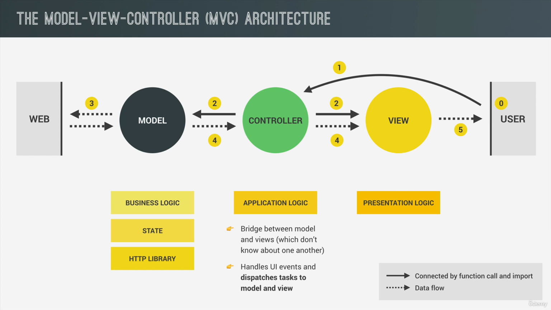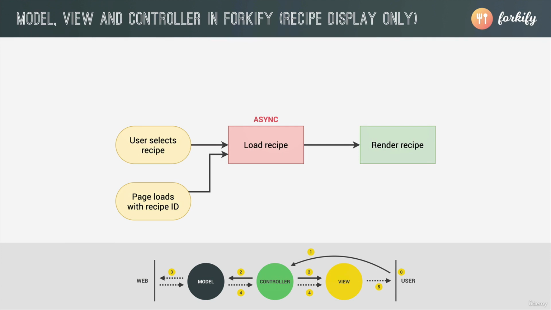Now, there are actually different ways of implementing the MVC pattern, where some are more complex than others, but this one is my favorite way of doing it, because I think it makes the most sense. But anyway, let's now see this MVC architecture applied to the part of the Forkify application that we already implemented. And so this is a flowchart of loading and rendering a recipe that we already implemented. And then down there's also a reminder of the MVC diagram that we just analyzed.